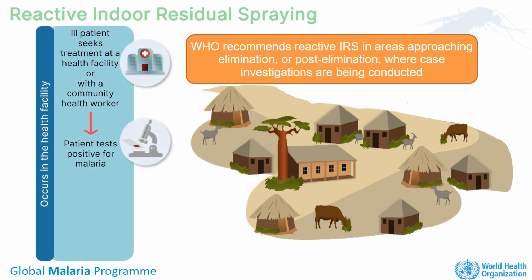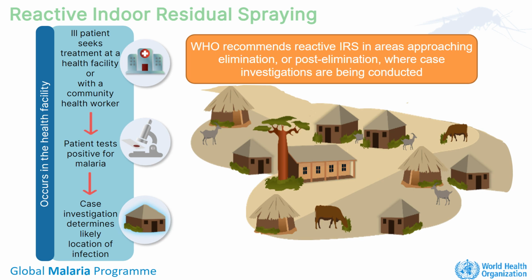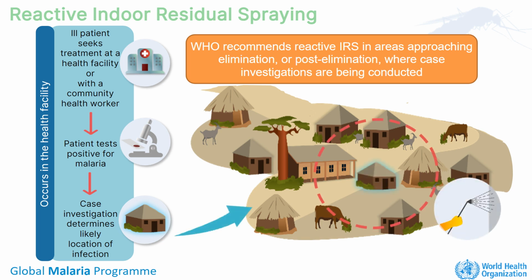Reactive IRS is triggered by the detection and notification of a confirmed malaria case, the index case, from a health facility or a community health worker. During the case investigation, the likely location of infection of the index case is identified. During reactive IRS, houses located within a predefined radius from the likely location of infection, usually the index case's household, are sprayed with a residual insecticide.